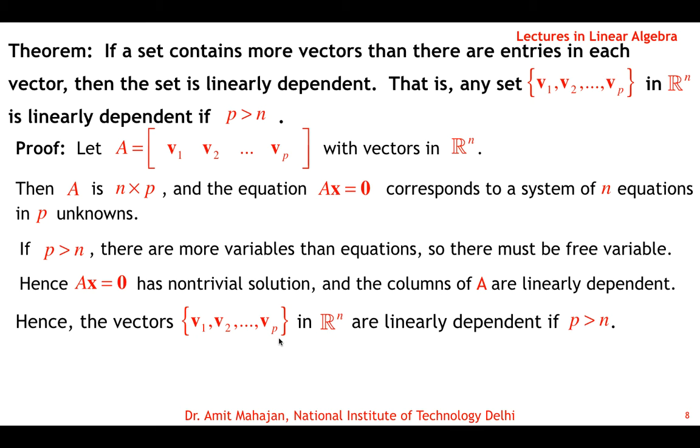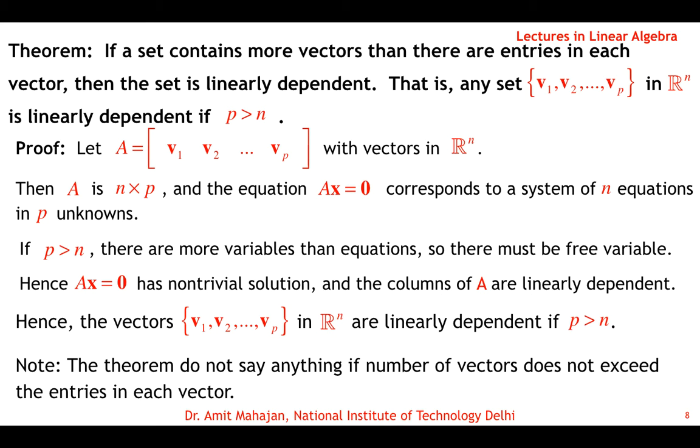Let us take an example. Remember that this theorem does not say anything if the number of vectors does not exceed the number of entries in each vector. If there are only two vectors in R3, then this theorem does not say whether they are independent or dependent. We have to check. But if there are four vectors in R3, then by this theorem the set will definitely be linearly dependent.